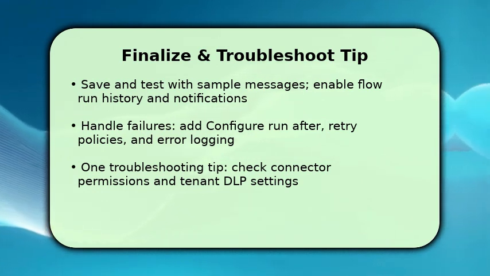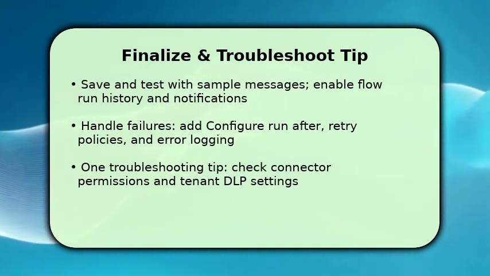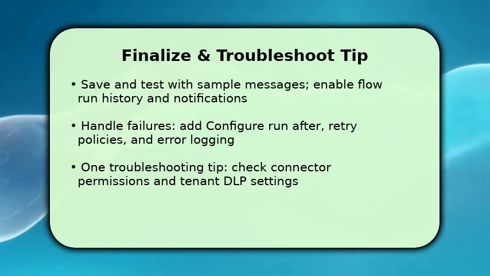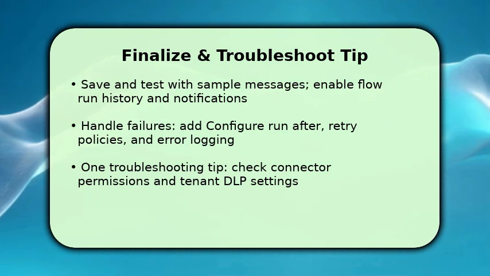For robustness, configure run after settings and retry policies on critical actions so transient errors don't lose data. If the flow fails, make sure connectors are authorized and check tenant DLP or retention policies that might block access.